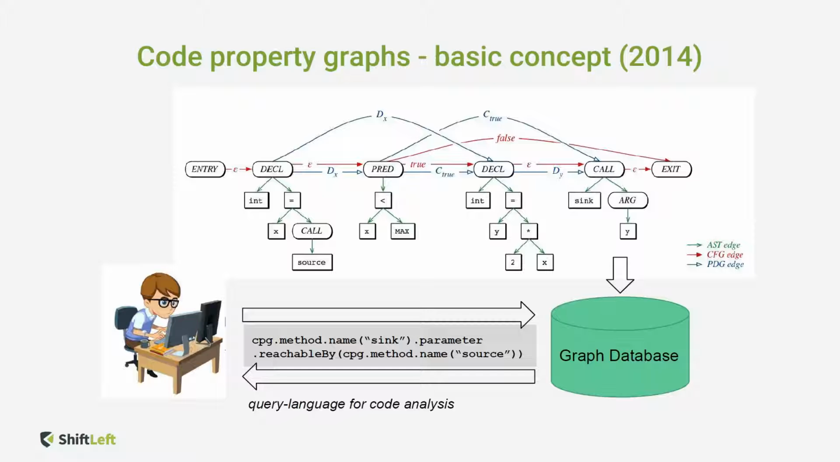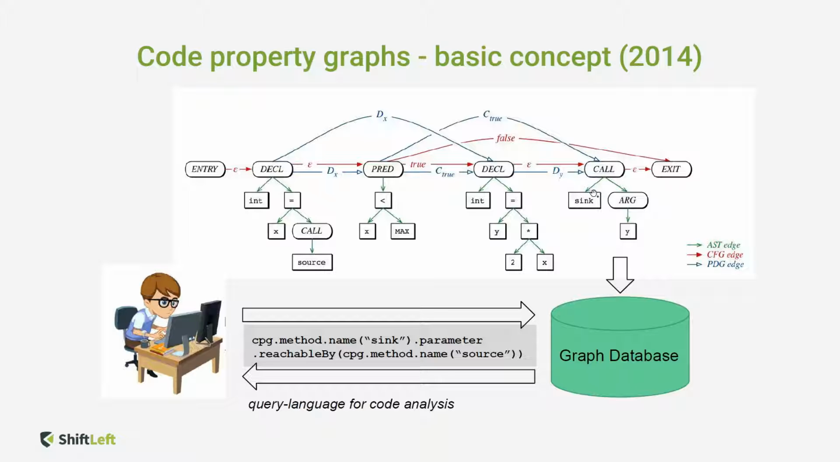The code property graph is actually something that we've built a long time ago. The basic concept was already introduced in 2014. Back then, the overall idea was, let's take the typical kind of program representations that you have at the compiler level and just stitch them together in what's called a property graph.